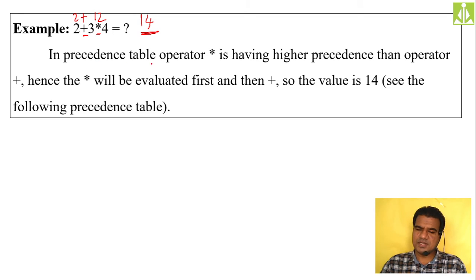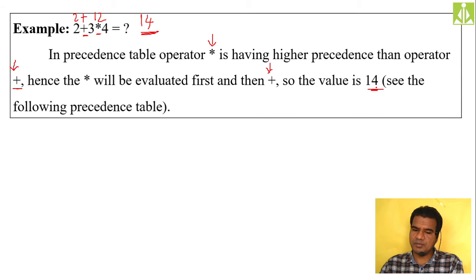Okay. In the precedence table, the operator asterisk, that is nothing but multiplication, has higher precedence than the operator plus. Hence the star, that is nothing but multiplication, will be evaluated first and then the addition. Okay, so the value is 14.